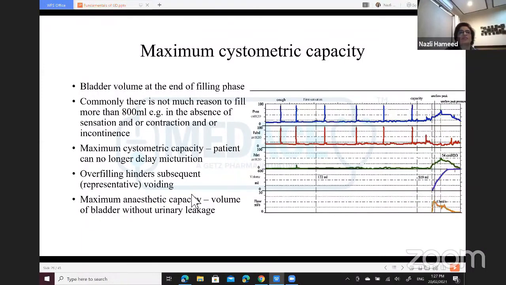So this is the maximum cystometric capacity, and commonly it is around 400 to 500 ml. We should not be going up to very high values like 800 ml or things like that. Maximum cystometric capacity is where a patient can no longer delay micturition. If we overfill the bladder, we have to keep in mind that it also slows down the detrusor contractility, and that subsequently ends up in a poorer stream. So it is important to stop at the maximum cystometric capacity.